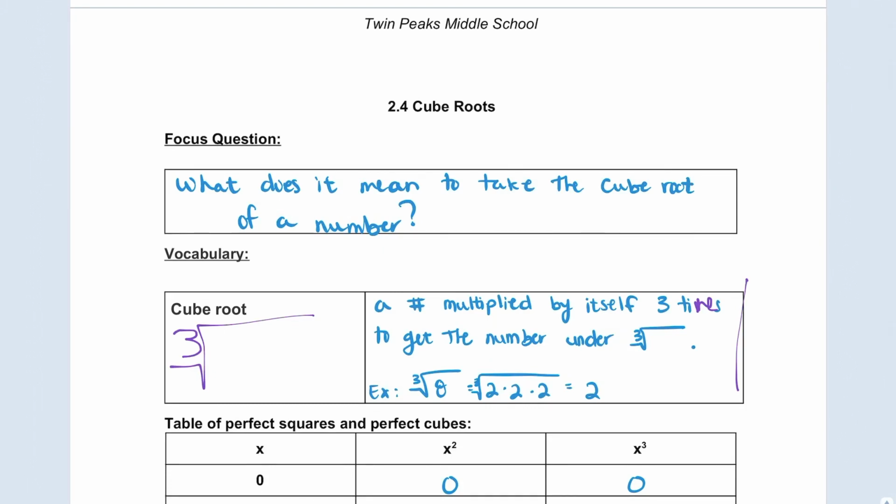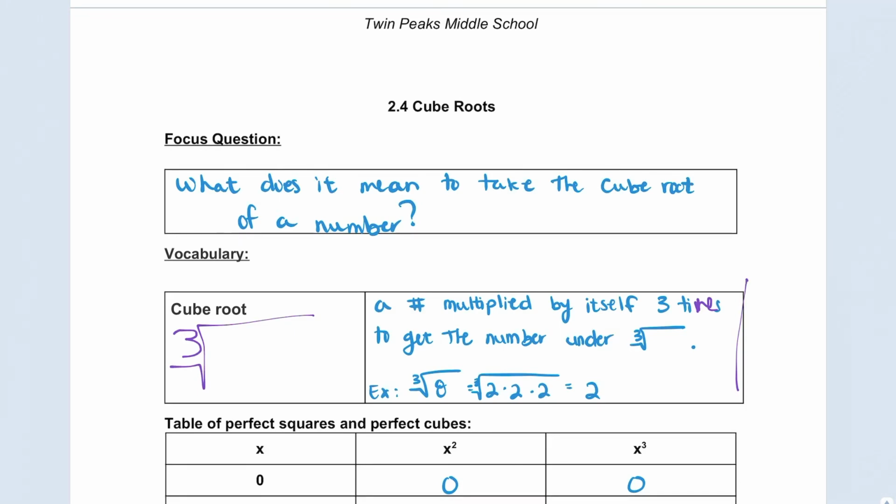If you take a look at this example, we're taking the cube root of 8, right? Well, you got to think of a number that you can multiply by itself 3 times to get the number we want. So I notice that 8, I can multiply 2 times 2 times 2. And because there are those 3 2's, well, that tells me that the cube root of 8 is 2.